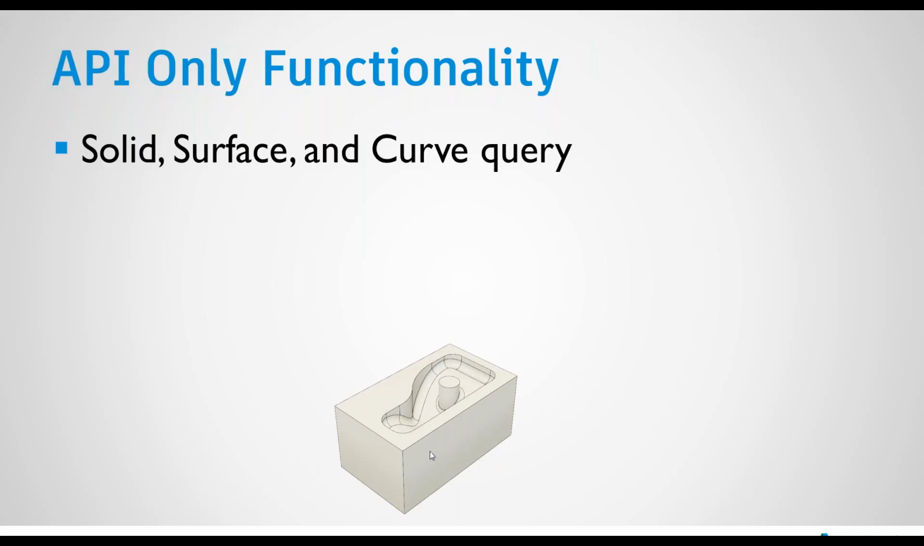I can get its edges. I can find out, this top edge, that it's a linear edge, and that edge connects to this top face. And I can see that face has two loops. It has this outer rectangular loop and this inner loop for this pocket. And so this inner loop is made up of quite a few edges.